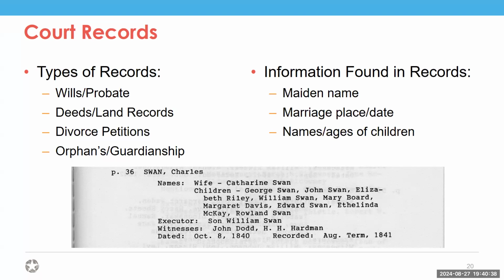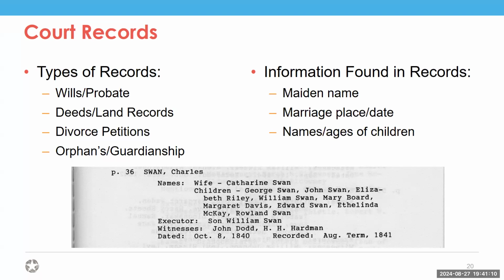So in these records, you will often find maiden names, or with wills and things like that, sometimes the records will only say my wife or et ux, E-T-U-X, which is Latin for my wife. So you would have to use your context clues of who the spouse is and who the children are to confirm that that is your female ancestor.